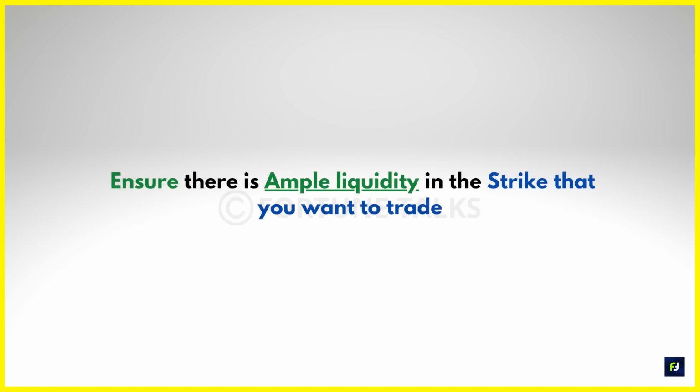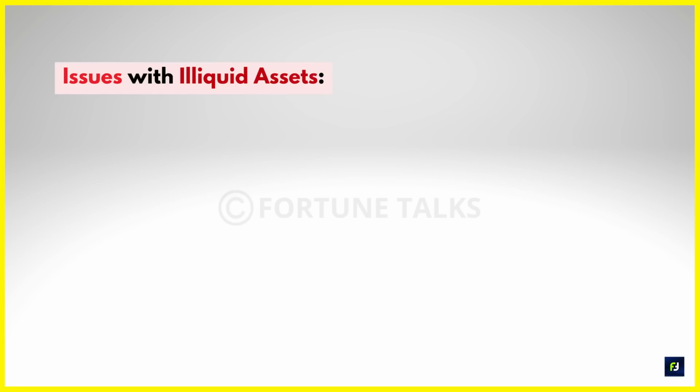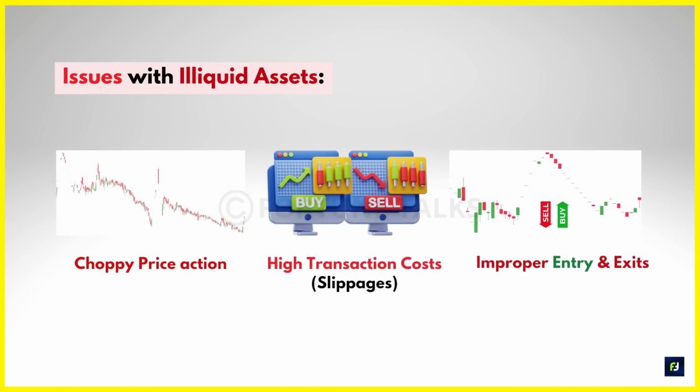So, when trading an option, it is important to ensure that there is enough liquidity among the option contracts that you want to trade. Trading an option or any other asset that is not liquid is very risky because of various factors such as choppy price movements, high transaction cost, difficulty in entering and exiting trades at the desired price and time, etc. Anyway, what really matters is the liquidity.